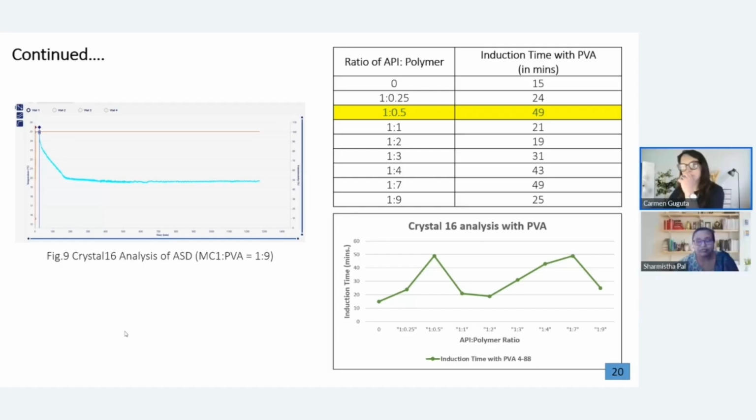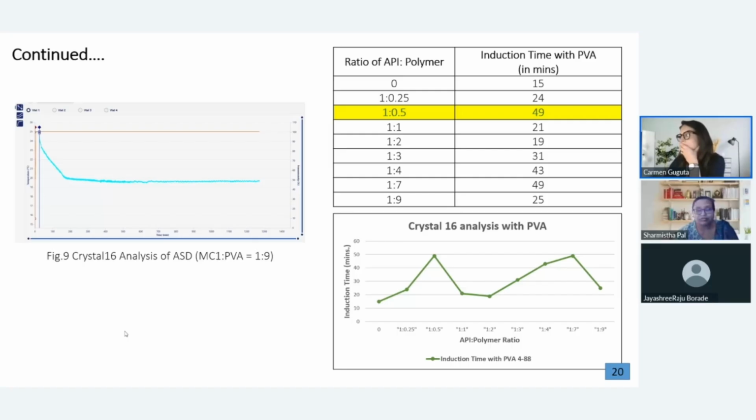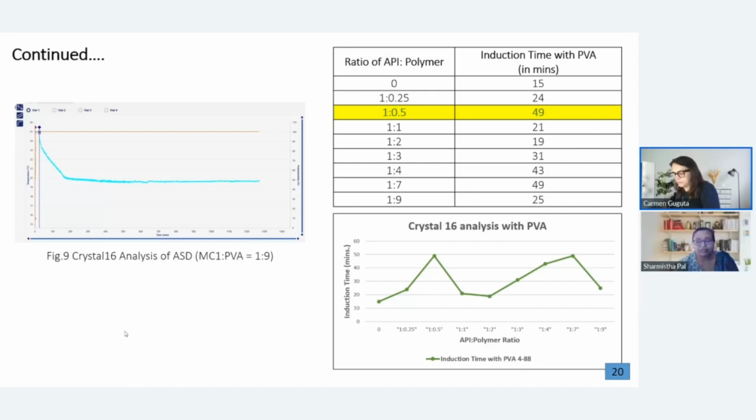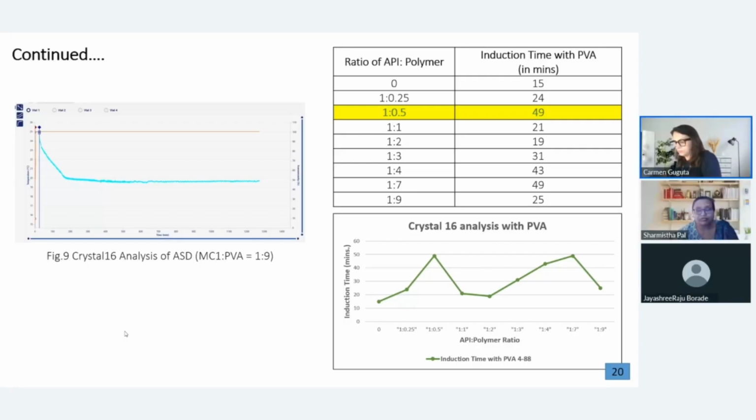We can see that without polymer, crystallization occurs quickly with a short induction time, indicating rapid nucleation from the supersaturated state. At lower ratios like 1:0.25 and 1:0.5, there is some stabilization with a slight increase in the induction time. However, as we increase the concentration of polymer from 1:1 to 1:9, we saw the opposite trend, where induction time actually decreases and the crystallization occurs earlier.